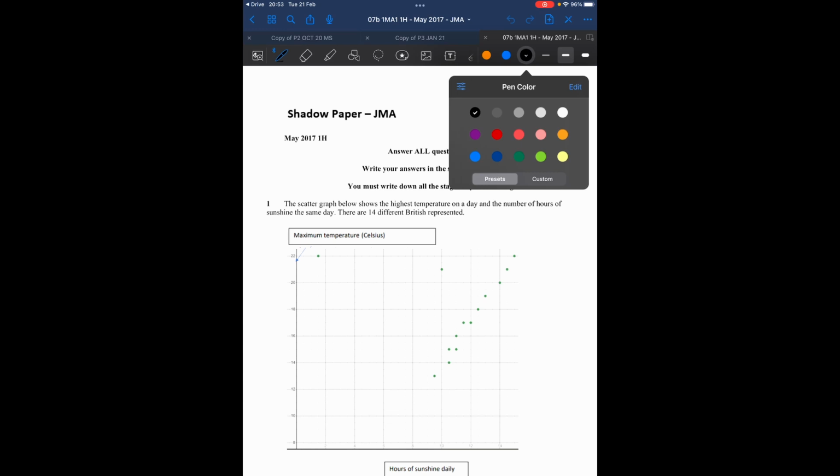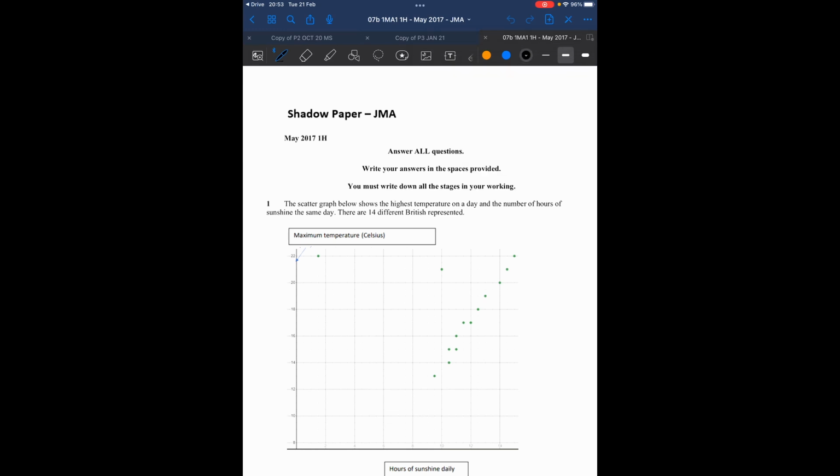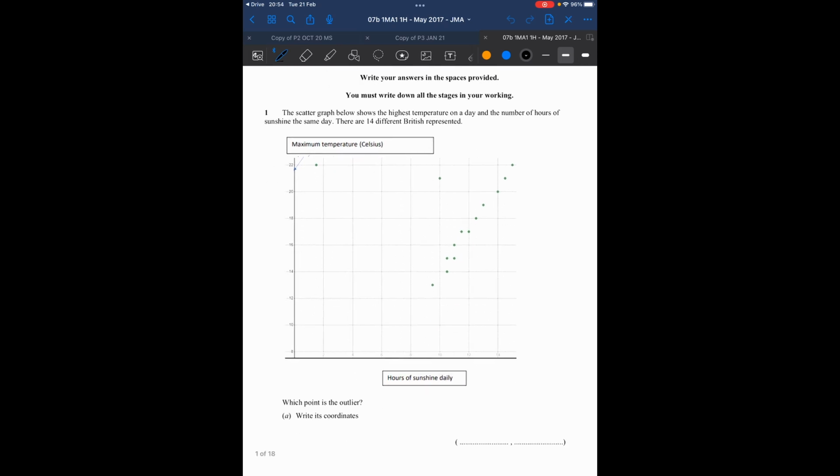So what have we got here? Well, this is a paper for you to have a go at before with very similar questions, or if you had to go at the real paper, this is an opportunity for you to practice a little bit more. So let's look at our first question.